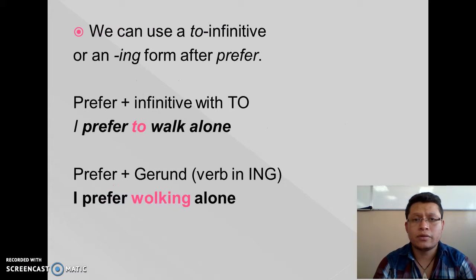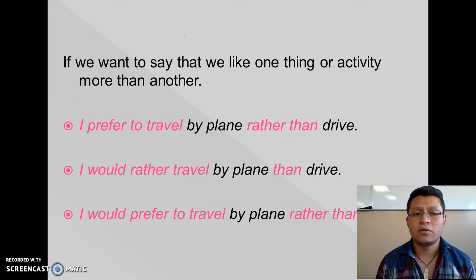We can use a to infinitive or an ing form after prefer. Prefer plus infinitive with to: I prefer to work alone. Prefer plus gerund, verb in ing: I prefer working alone.